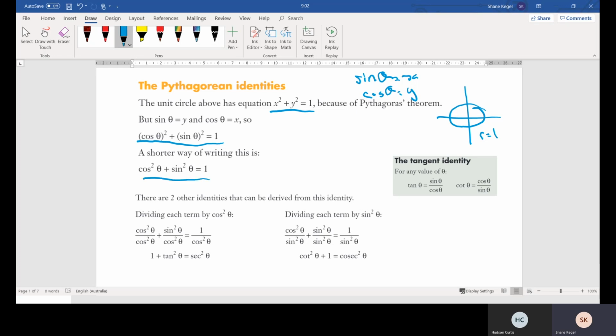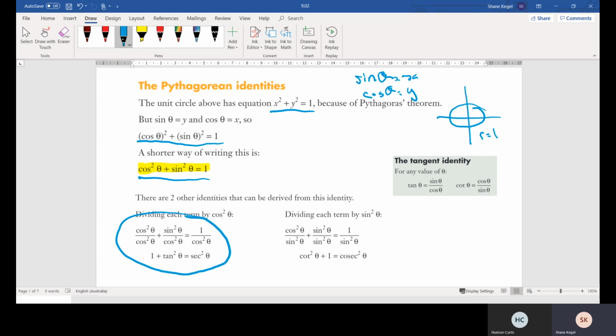Or, in other words, a shorter way of writing is just getting rid of the brackets and putting the squared on our cos instead. And from this fact is where we get our identities. So there are 2 other identities that can be derived from that identity. So from this identity, we can derive these 2 down the bottom. So let's look at this identity here.